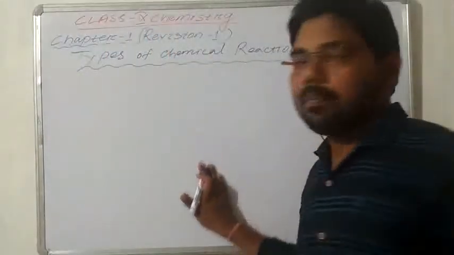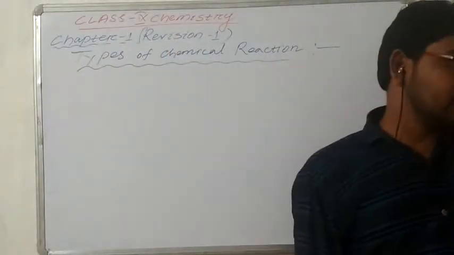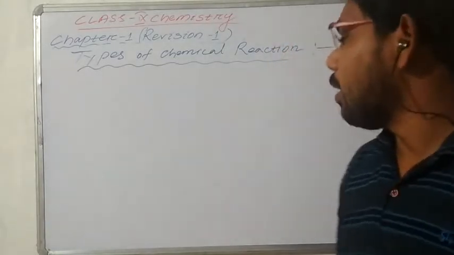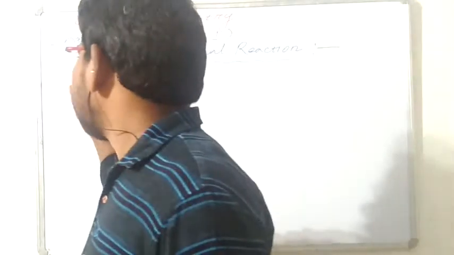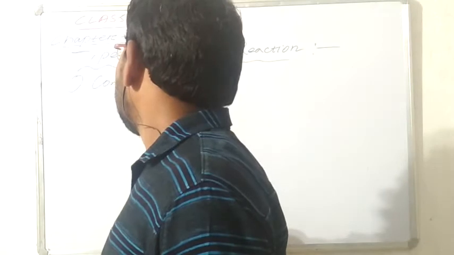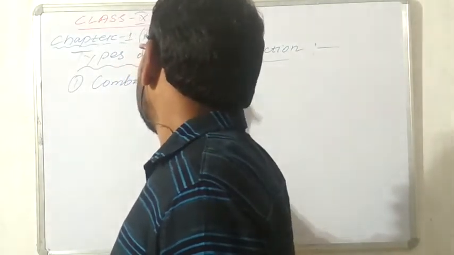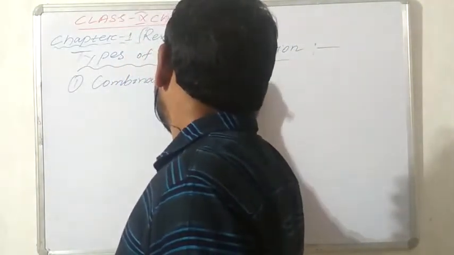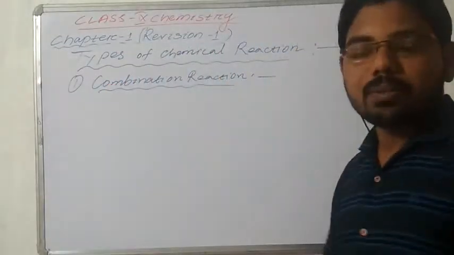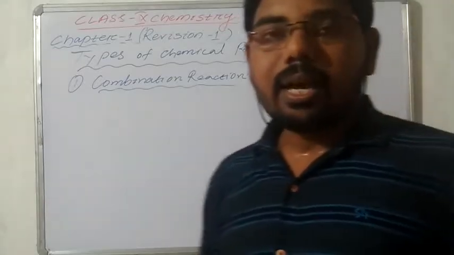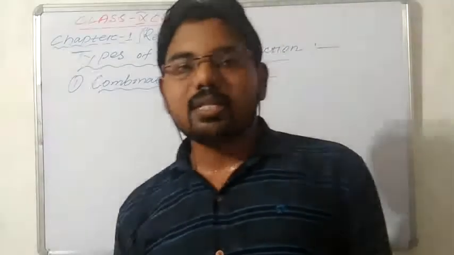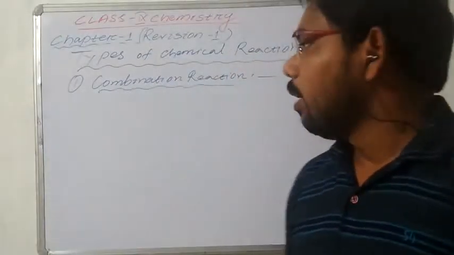So different types of chemical reactions we have already discussed earlier. One by one we will revise them again. The first type of chemical reaction is the combination reaction. What are combination reactions? In combination reactions, what happens? One reactant is combined with another reactant to produce a single new compound, and it is called a combination reaction.